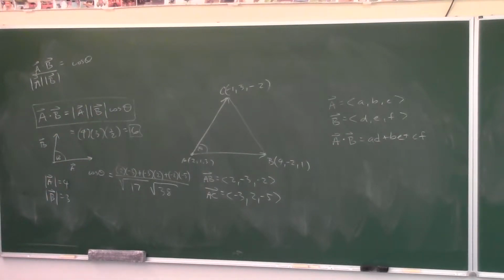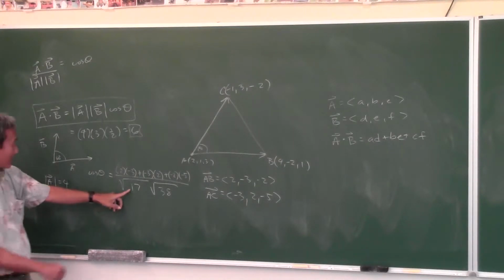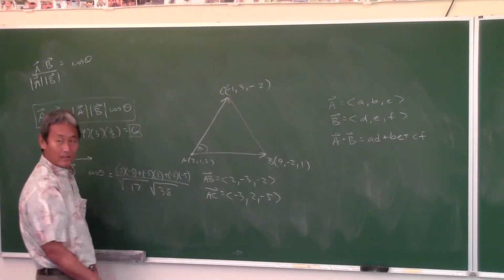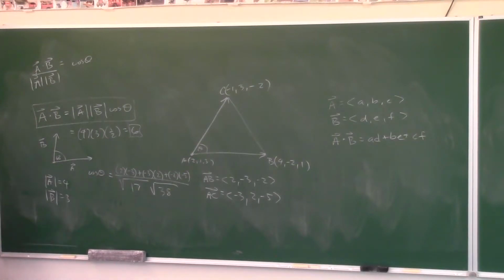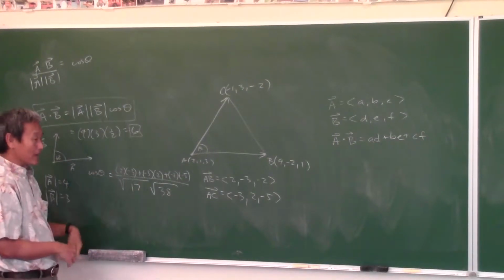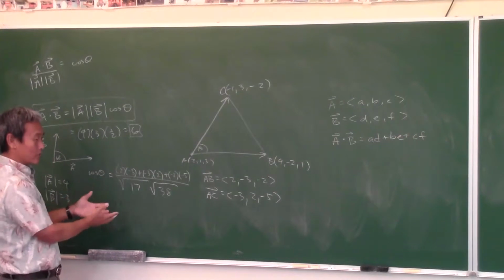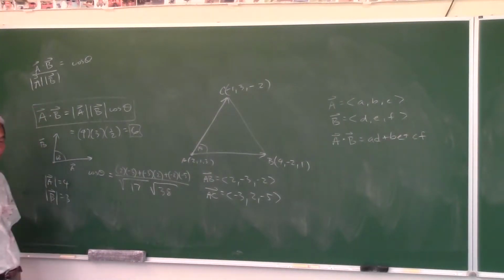And the absolute value bar, that's not absolute value, that means magnitude. So this is the length of the first vector, and this is the length of the second vector. Now, if this thing comes out nice, you can compute the angle. If it comes out ugly, then just say the angle is cosine inverse of whatever the ugly thing is.